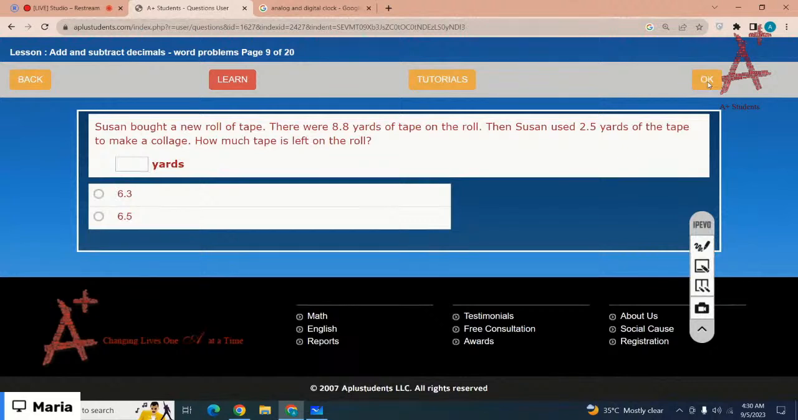Susan bought a new roll of tape. You have to see how much tape is left. That means you have to subtract, right? 8.8 minus 2.5 is 6.3, right?